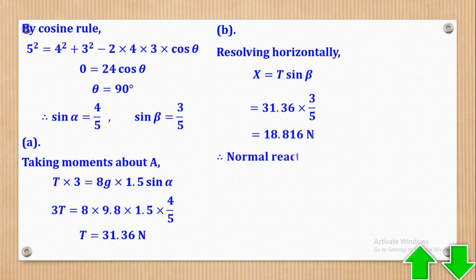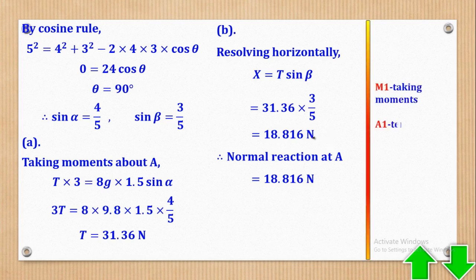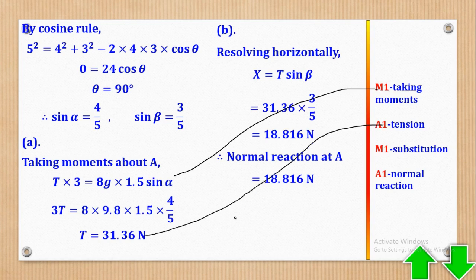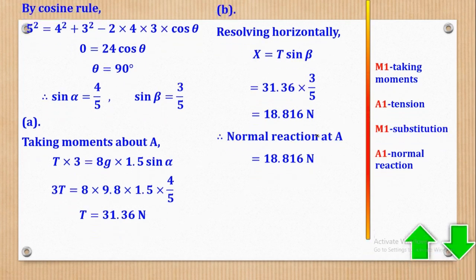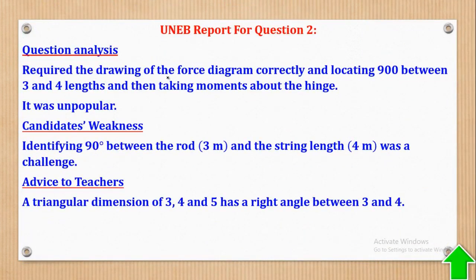So basically that's what they wanted, and now let's see how the marks can be awarded. M1 for taking moments, A1 for the tension, M1 for substitution, and A1 for the normal reaction. The question required drawing the diagram correctly and locating 90 degrees. This was supposed to be 90 degrees between 3 and 4 lengths, and then taking moments about the hinge.